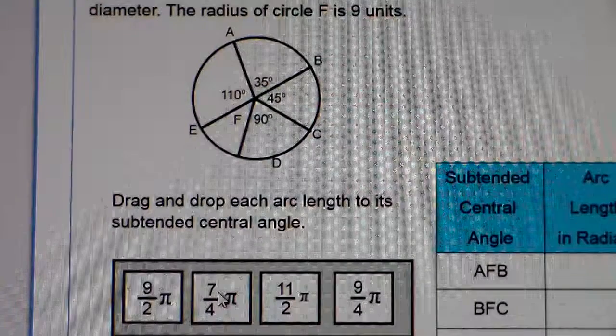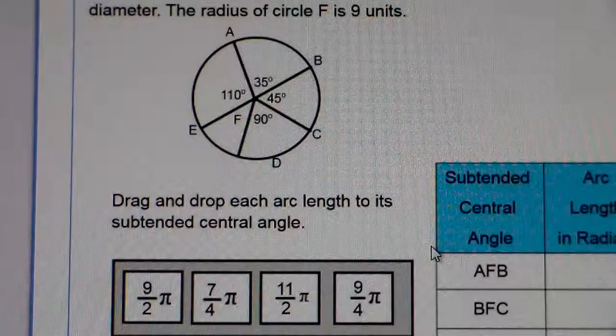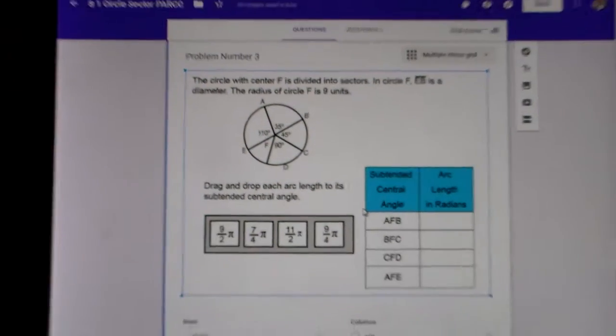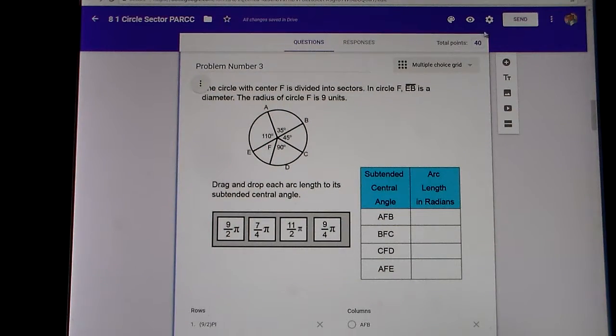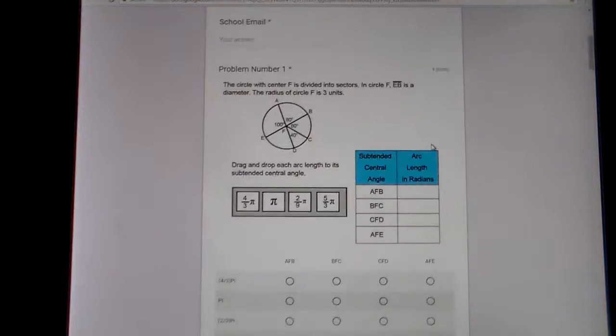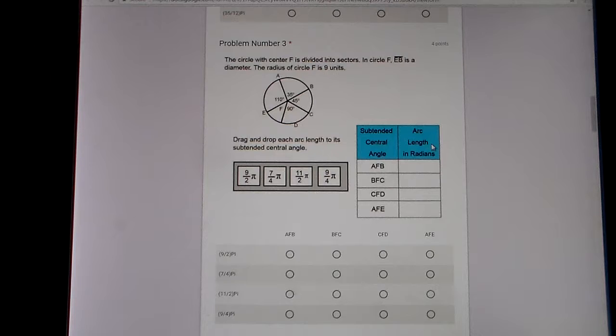As you can see on a Google form, I can't click it and drag it over. I had to improvise a little bit on this Google form. So on number 3, that's 7/4 pi for angle AFB. For AFB, I get a little column of the choices, so it's like multiple choice once again. So angle AFB, located right here, 7/4 pi, you go down to 7/4 pi, and you bubble it in.